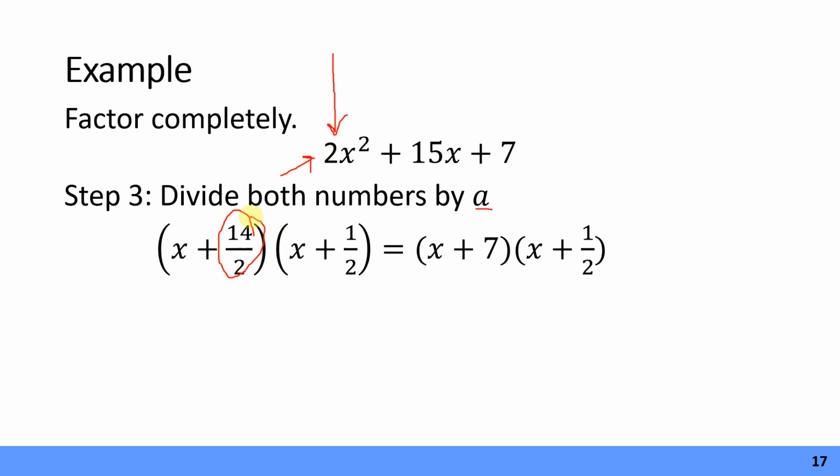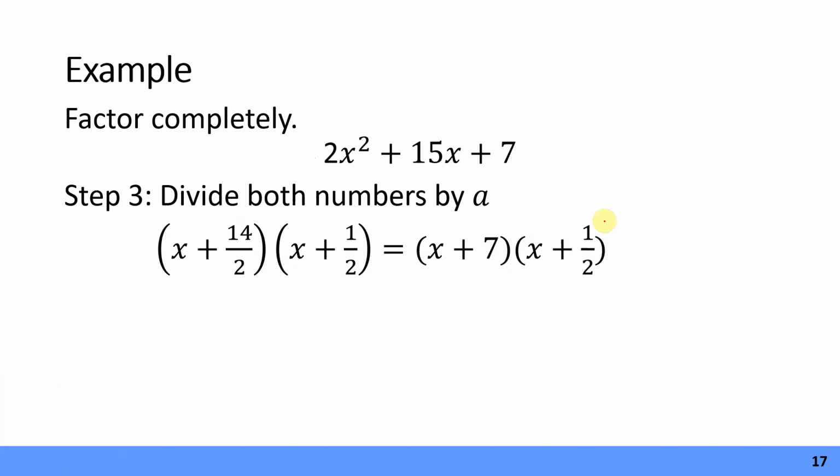What is 14 divided by 2? That ends up being a pretty number: 7. So that just becomes a 7. Now 1 divided by 2, that's an ugly fraction, so right now I'm going to leave it like that. 14 divided by 2 gives me 7.